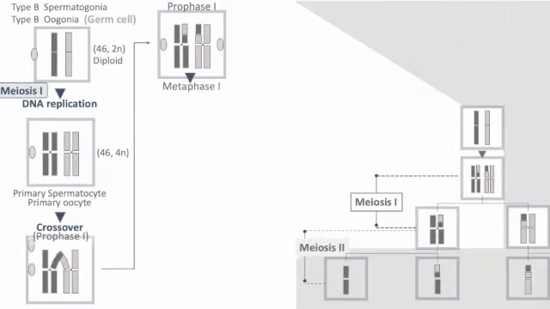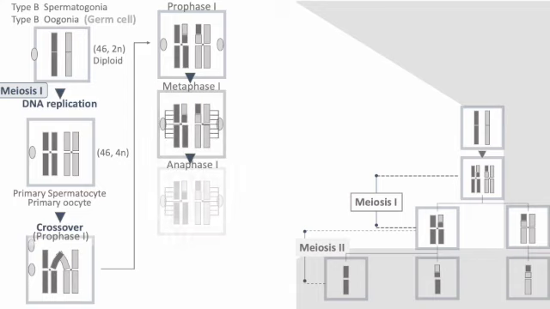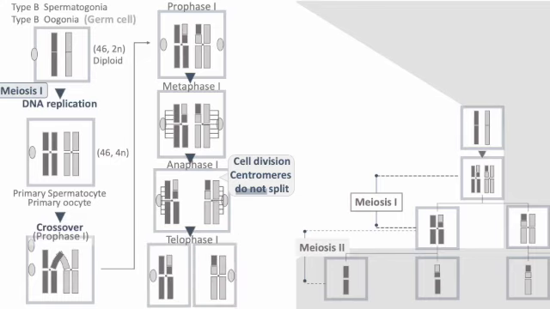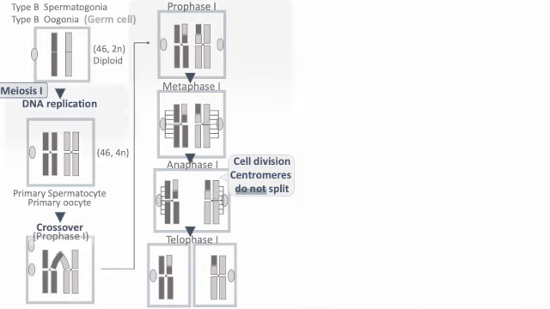Homolog pairs line up in metaphase 1. During anaphase 1, homologs separate to opposite ends of the cell. Sister chromatids stay together. Their centromeres do not split in meiosis 1. The chromosomes have finished moving to opposite ends of the cell in telophase 1. This will be followed by cytokinesis.